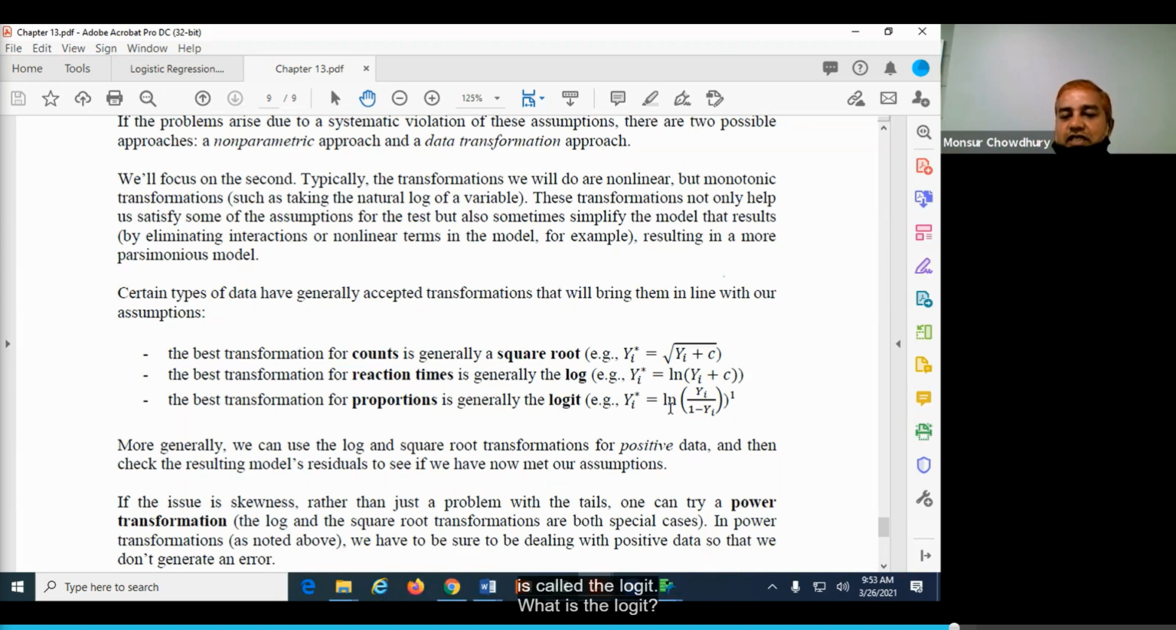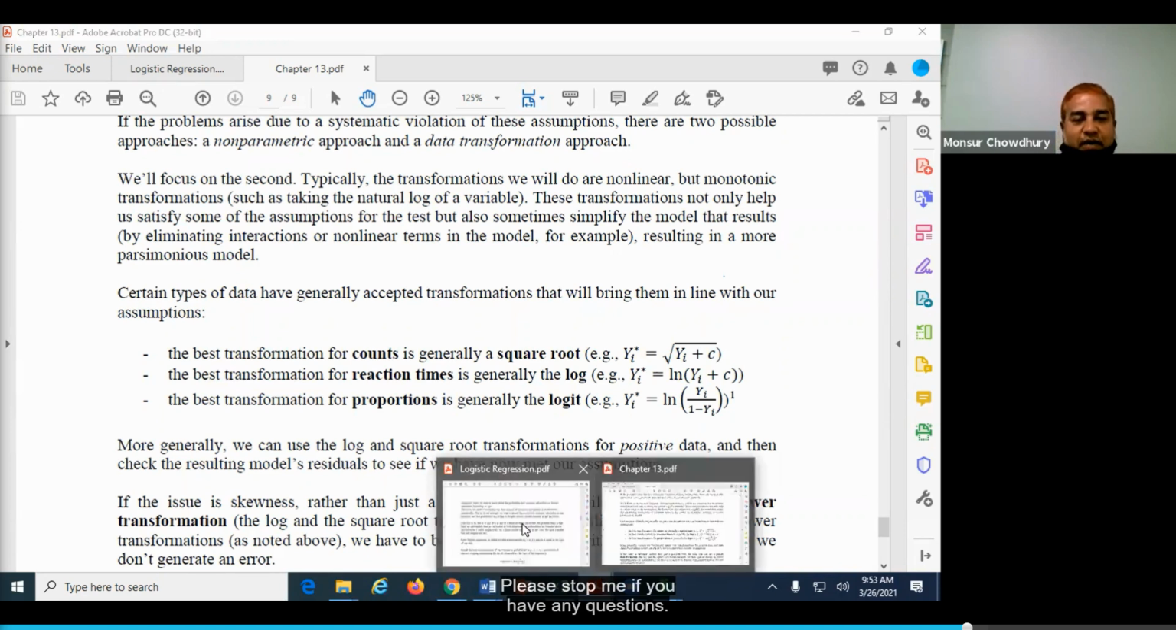So what is the logit? We take the natural log of the odds of the response variable. The odds is y divided by 1 minus y, and we take the natural log of this. This is called the logit transformation, and we are going to use it here. We cannot fit the linear models because they violate the condition that the probability should be between 0 and 1. Please stop me if you have any questions.